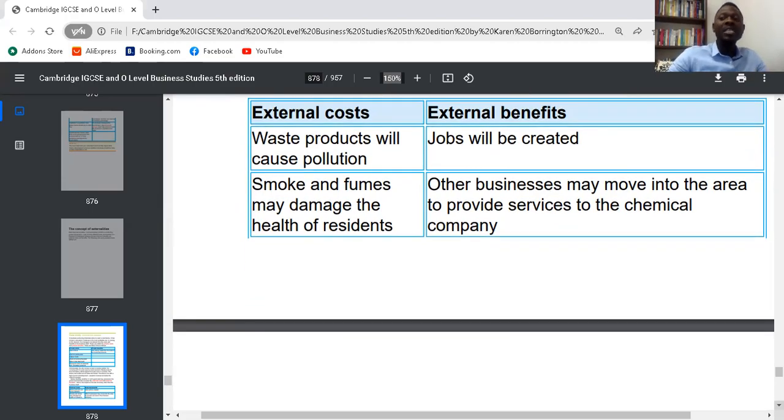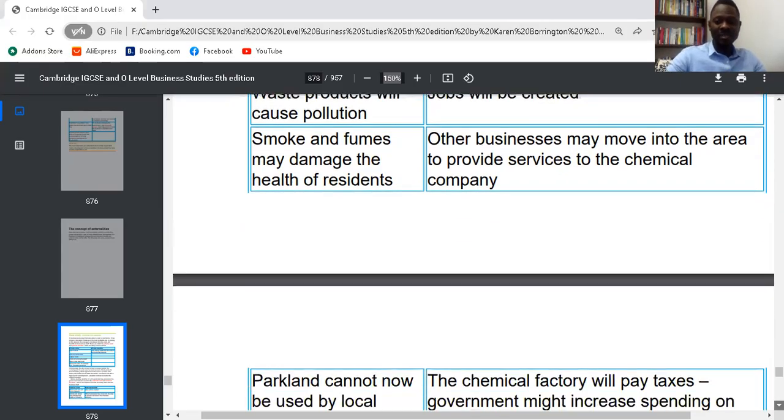Aside from that, other businesses may move into the area to provide services to the chemical company. So new businesses might also start coming in to sell services to businesses, and that makes the environment become developed. So that's another external benefit. Do you get it?